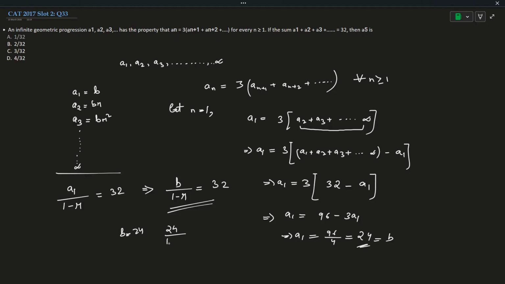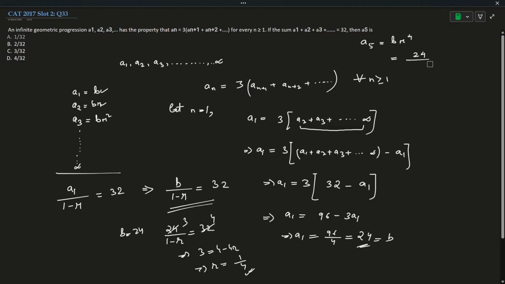So 24 by 1 minus r is equal to 32. 8 into 3, 8 into 4. So from here 3 is equal to 4 minus 4r, or r equal to 1 by 4. Am I correct? r equal to 1 by 4. Correct. We have the first term, we have the common ratio, so we need to find a5. What will be a5? b r to the power of 4. What is b? First term, b is 24. r is 1 by 4, right?